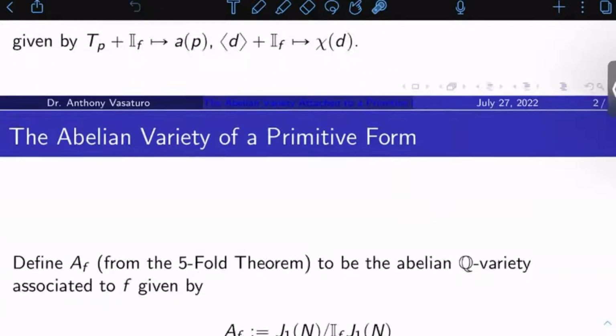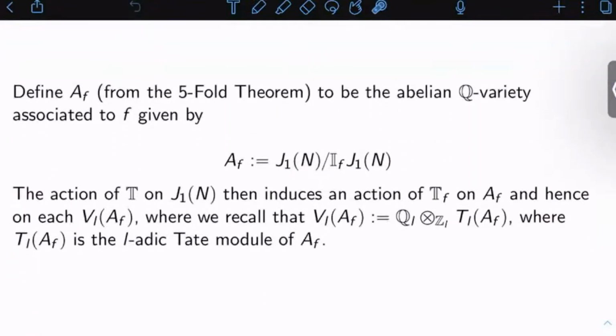All right, so what's the abelian variety of a primitive form? Let's define A_f to be the abelian Q-variety associated to f, given by taking the Jacobian J_1(N) and just modding out by I_f times J_1(N). Very simple. Okay, so the action of T on J_1(N): remember, J_1(N) is the Jacobian of X_1(N), so we have a Hecke action on J_1(N). We've known this for a while now.